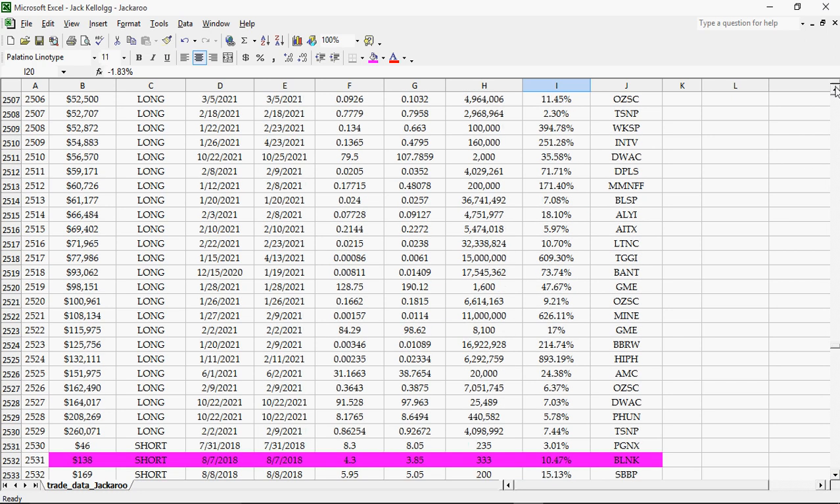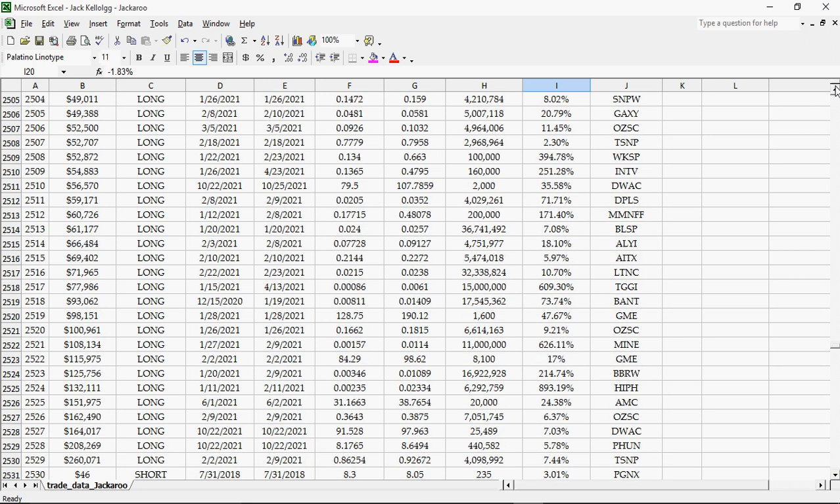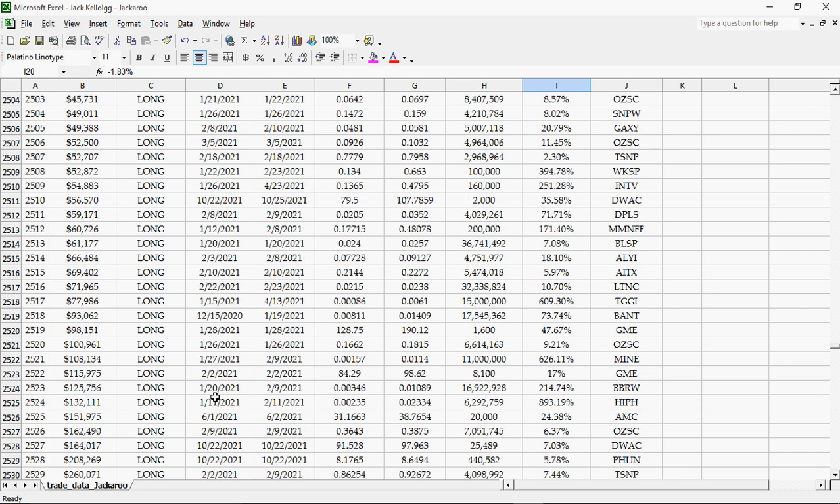Excellent. Okay, his biggest long trade was 260,000. Okay. Wow. Look at this. Here's what I want to look for.